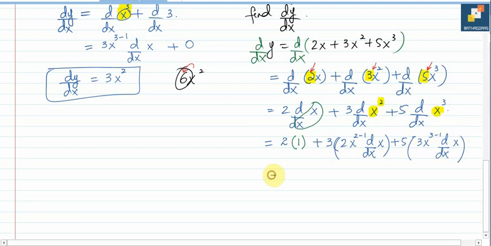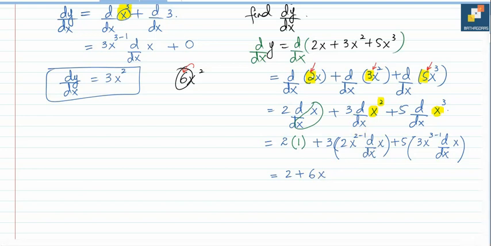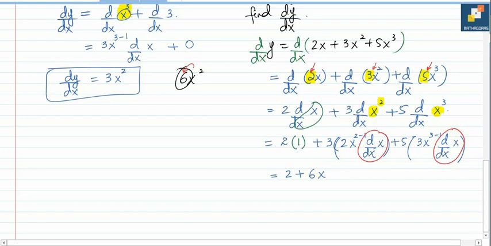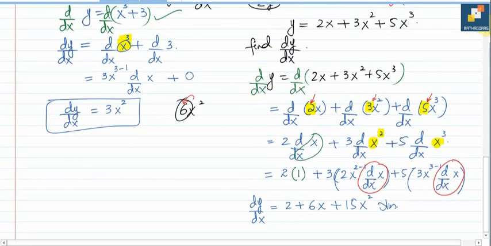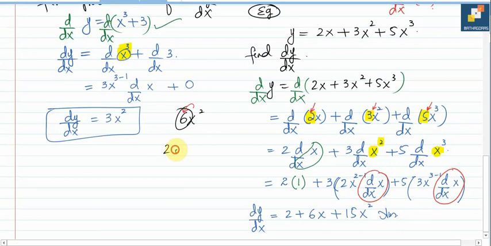Now you need to simplify it more. So 2 1s are 2, plus 3 2s are 6, x to the power 1, and d by dx of x for both cases equals 1. 6x plus 5 3s are 15, x to the power 3 minus 1 is 2, and that is your answer of dy by dx. Alright, I hope that it is clear to you. Now you need to write down this solution in your copy, and you have a time of 2 minutes to write down all the steps in your copy. Alright, so start.